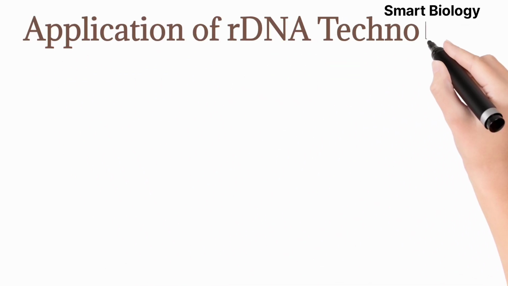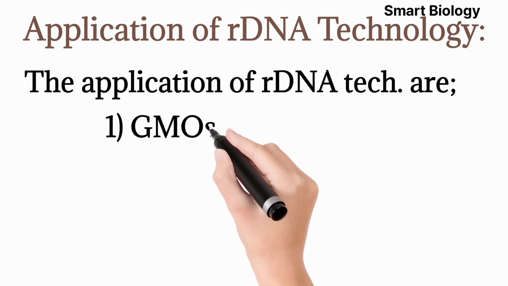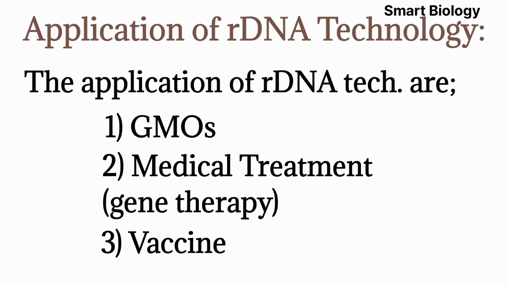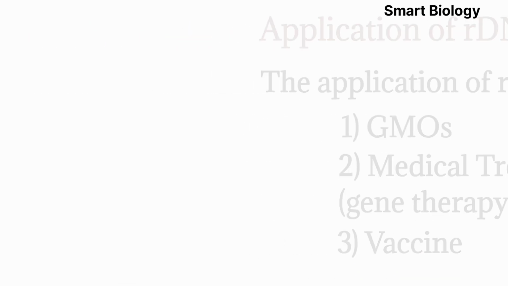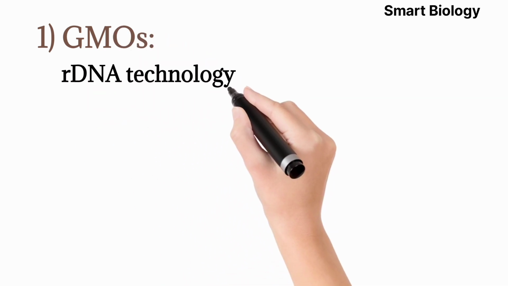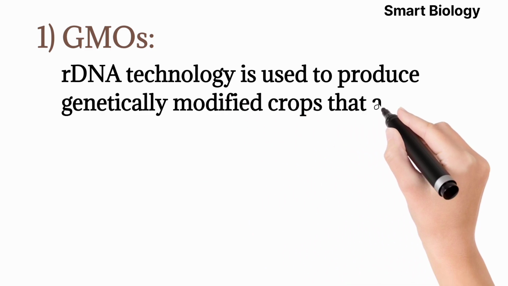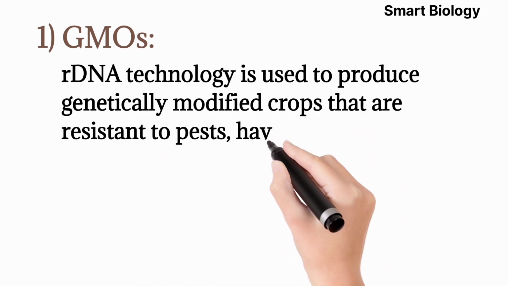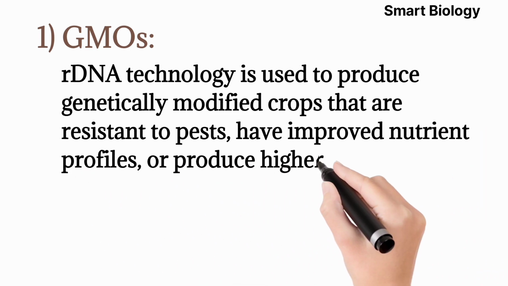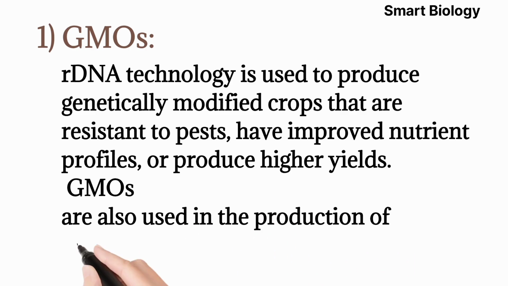Applications. The applications of recombinant DNA technology are GMOs, medical treatments e.g., gene therapy, and vaccines. Number 1, GMOs. Recombinant DNA technology is used to produce genetically modified crops that are resistant to pests, have improved nutrient profiles, or produce higher yields. GMOs are also used in the production of medicines and industrial enzymes.